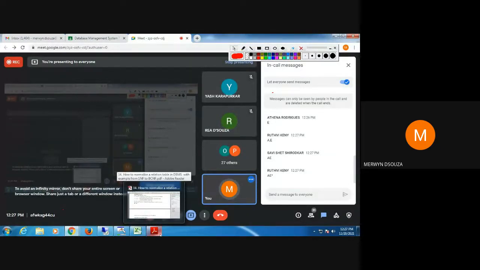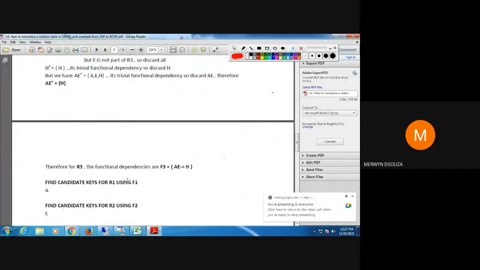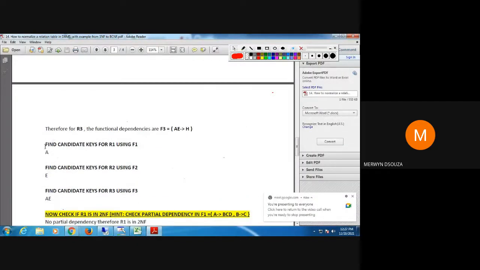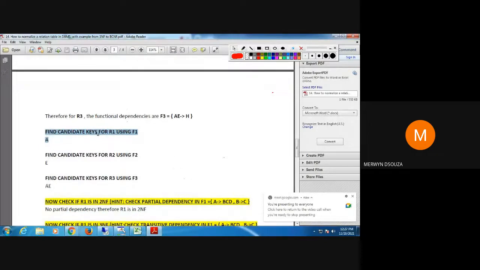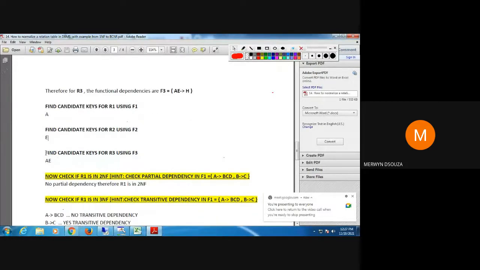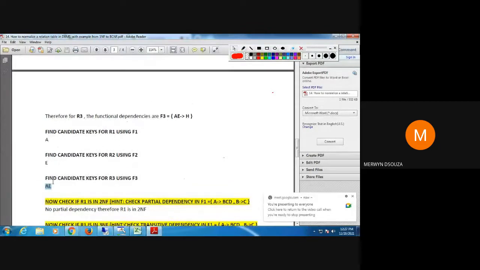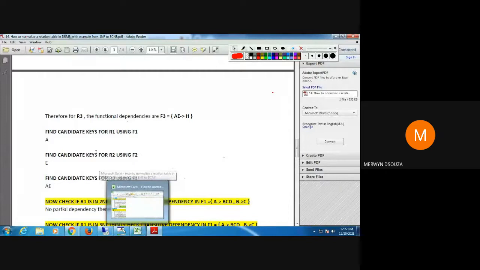The others you can find out. For R1, the candidate key is A, using F1. I've written it here for you all, and I'll be sharing this PDF so you can check. For R2, you use F2 and get the candidate key E. For R3, you use F3 and get the candidate key AE. Now, once you have found these candidate keys for R1, R2 and R3, we can proceed to check whether R1, R2 and R3 are in second normal form.